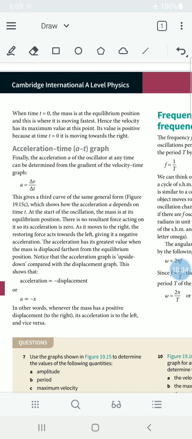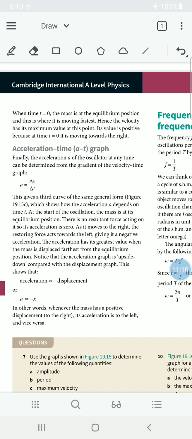Then at any point the acceleration can be taken by the gradient of the vt graph, the velocity time graph. a equals delta v over delta t. This is actually basic mathematics and physics that you have learnt in your O levels. This gives a third curve of the same general form, sinusoidal, which shows how the acceleration a depends on time t. At the start of the oscillation, the mass is at its equilibrium position, with no resultant force acting on it. Therefore, because there is no resultant force, there is no acceleration.